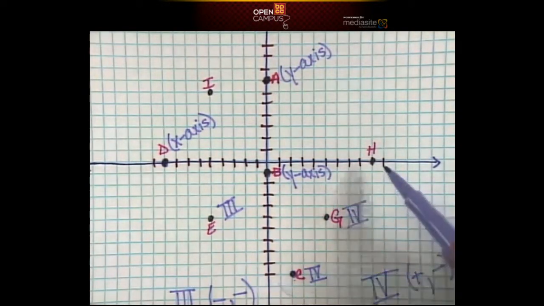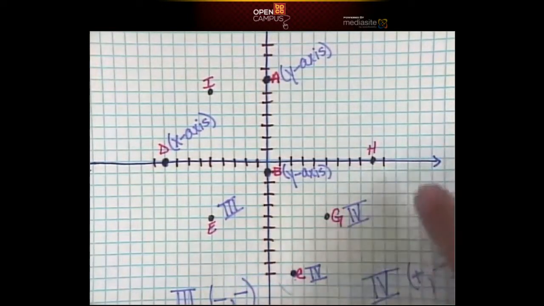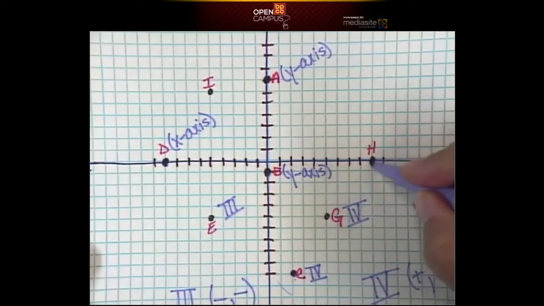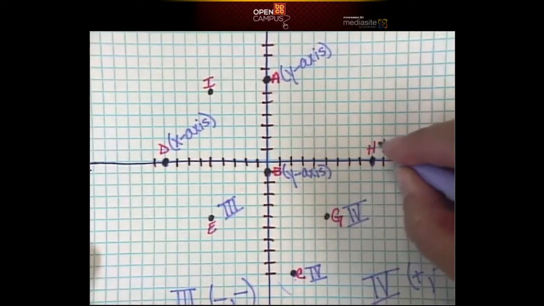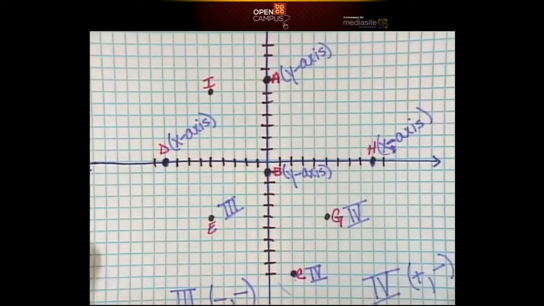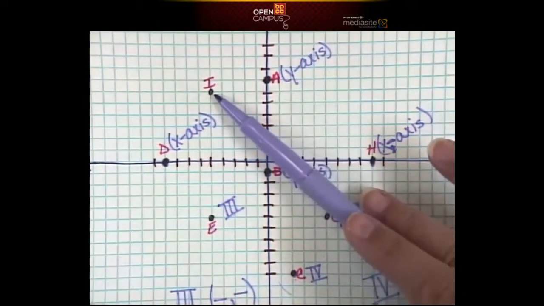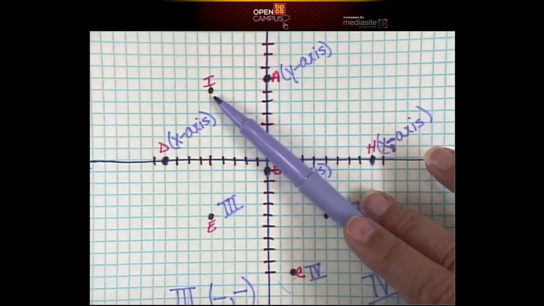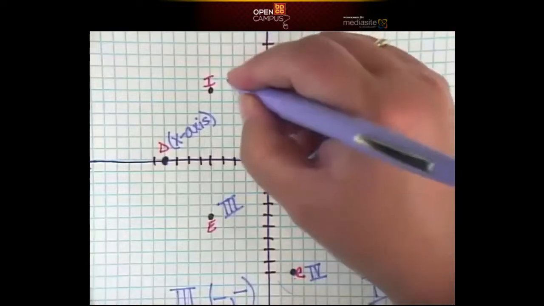Okay, and letter H, H is over here. Which one is that one on? That's right, it's on the x-axis. Okay, the x-axis. All right, letter I, the last letter, there it is up there. Okay, up there it's in quadrant what? 2, very good.